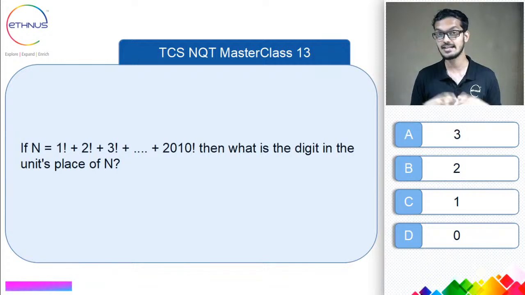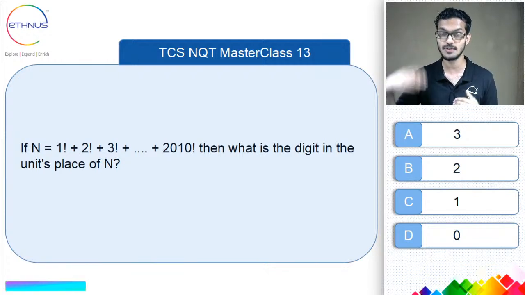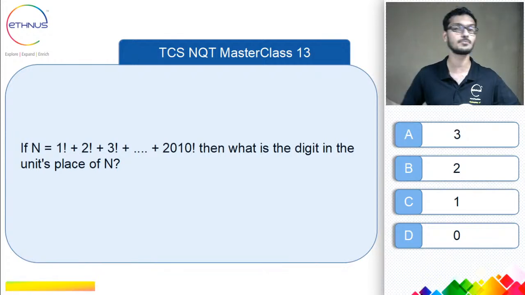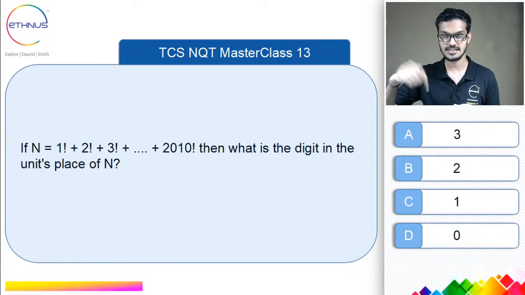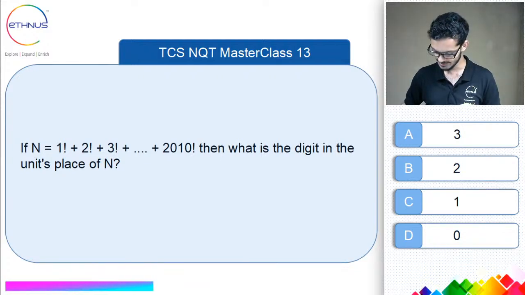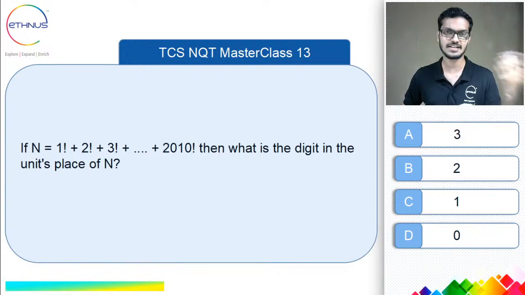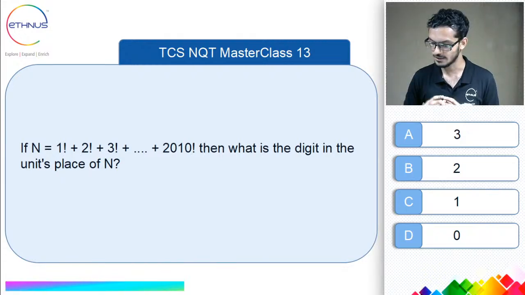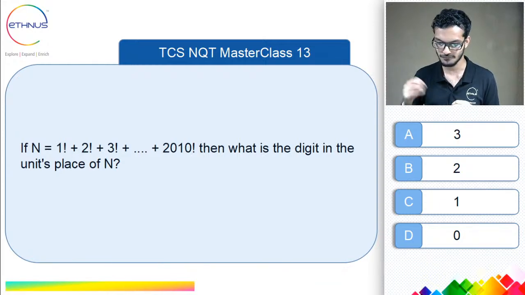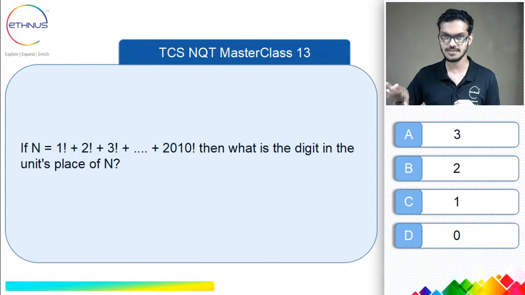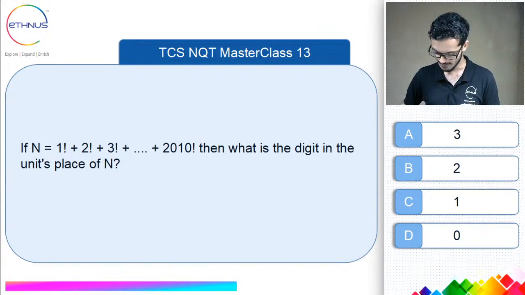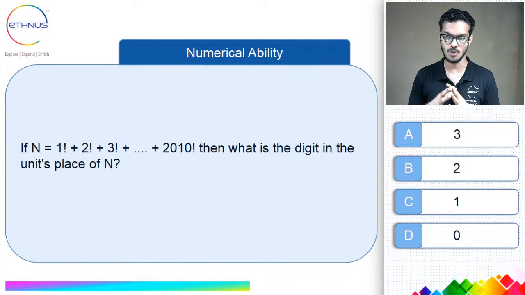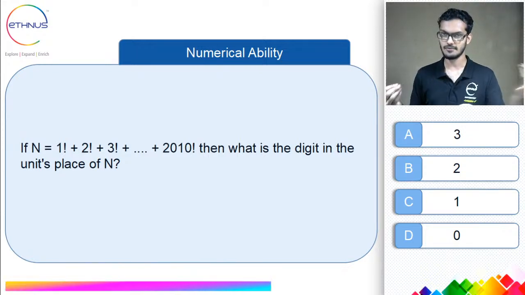The question is, if n is equal to 1 factorial plus 2 factorial plus 3 factorial, and so on up to 2010 factorial, then what is the digit in the units place of n? So that is the question that is asked. Options are there below. You can just type out the options like A, B, C, D, any one of them. I'm happy to see that a few of them have started answering. You can just put the option, or you can also put the number. The timer is running. 1 minute to solve this problem. Okay. Yes, you have 20 more seconds.